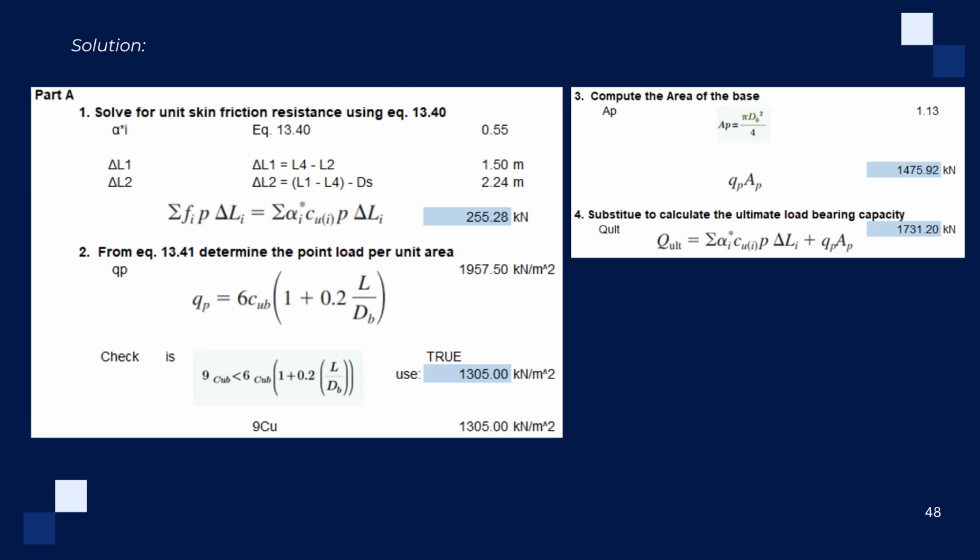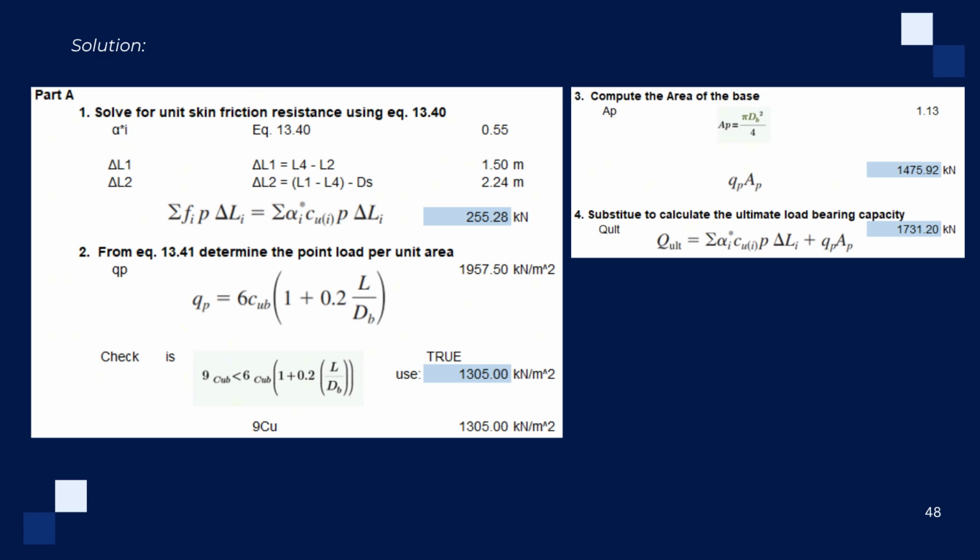And from equation 13.41, determine the point load per unit area, where qp is equal to 6 Cu times the quantity of 1 plus 0.2 times L over dB, where we get 1957.50 kilonewton per square meter. To check, 9 Cu should be less than the qp, and our 9 Cu is 1305 kilonewton per meter squared.